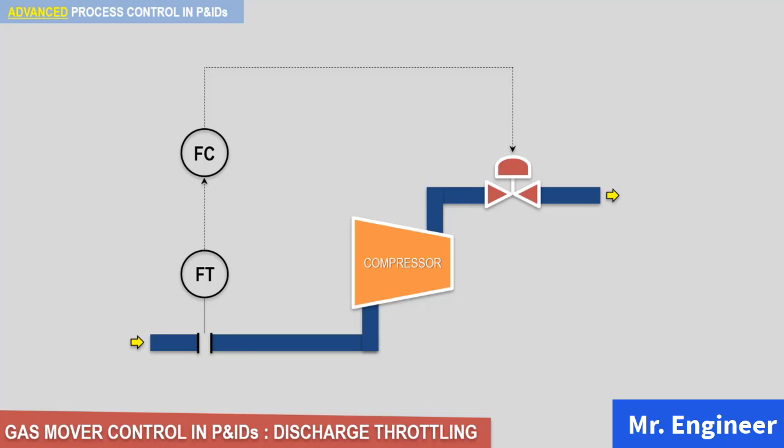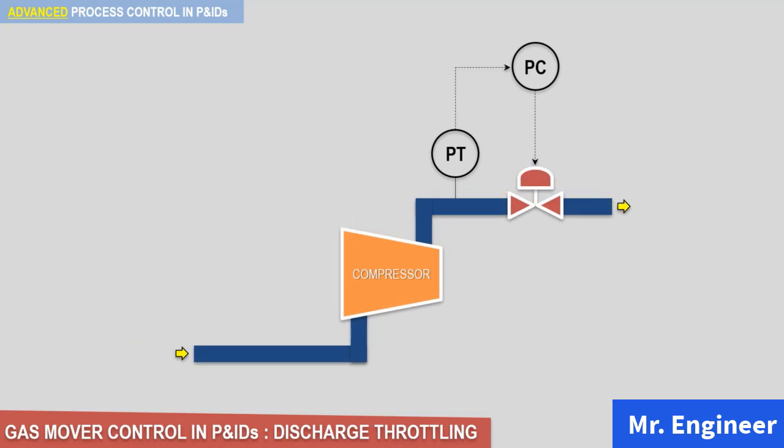Here again, with this method, you have two options for a control loop: flow loop as seen here, or pressure loop as seen here. For the pressure loop, a pressure transmitter is placed on the discharge side of the compressor. In this case, if the measured pressure at the discharge of the compressor drops below a set point, the pressure controller will trigger a signal to throttle the discharge valve.